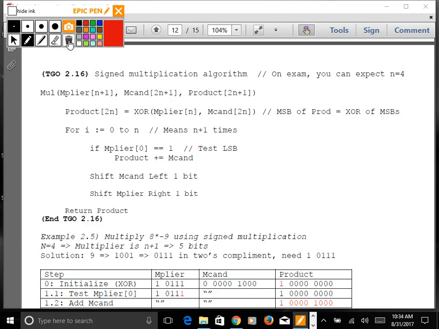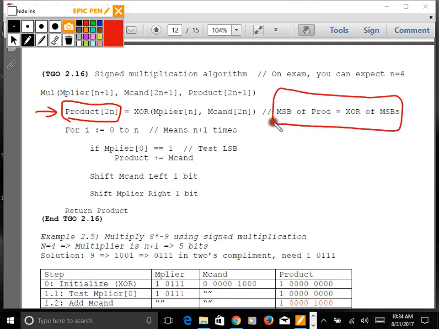What we're going to do is this first value here, the product of 2n, which is the value that goes into the most significant bit. Most of you have done some sort of coding class, so we're all aware that the first index of an array is 0. So 2n is actually the 2n plus 1 value, the most significant bit. So product of 2n is equal to the XOR of the most significant bits of the multiplier and the multiplicand. Basically, we're figuring out whether our result is going to be positive or negative.